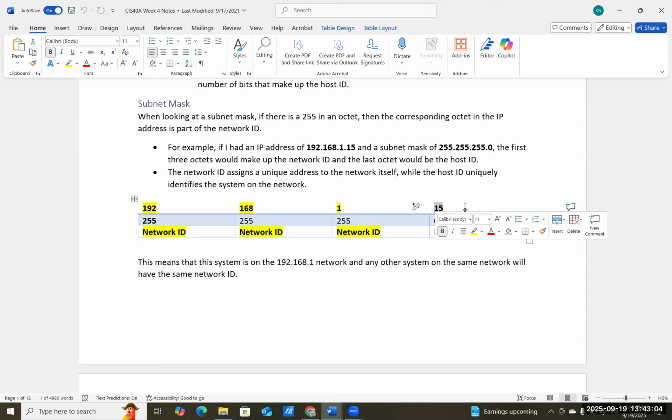So at home, when you're looking at your IP address, you can see that each of your systems has an individual host ID, but they have the same network ID, right? So if I have many systems on the network, if it's a class C by default, you're going to have 192.168.1.15, .16, .17. So this value at the end changes.